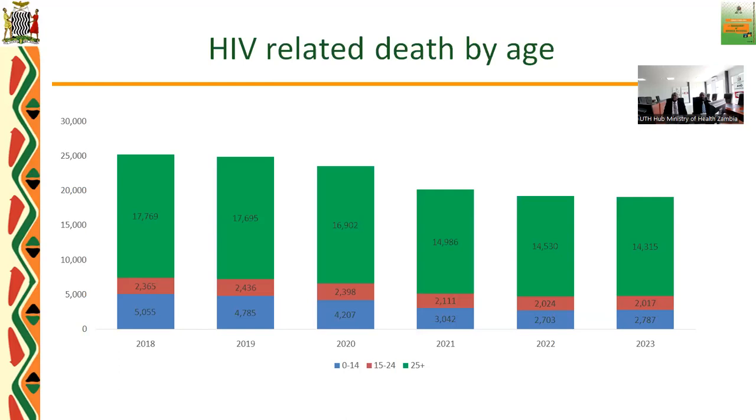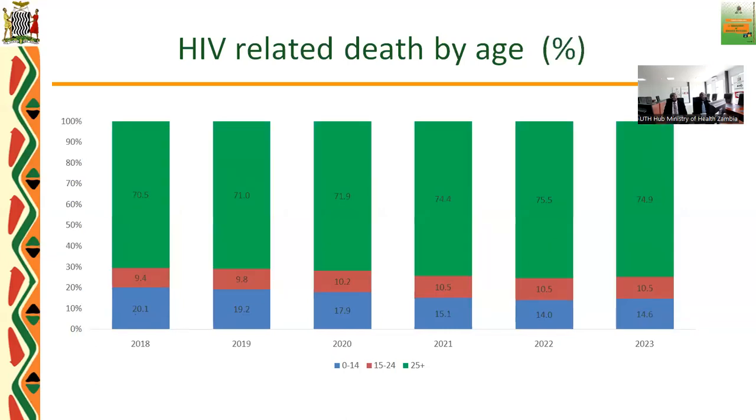If you take it lower in age band, you find that it's still the productive age, between 35 and 40. Next slide.